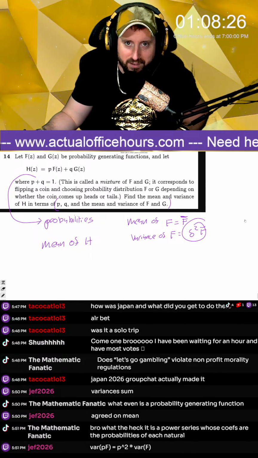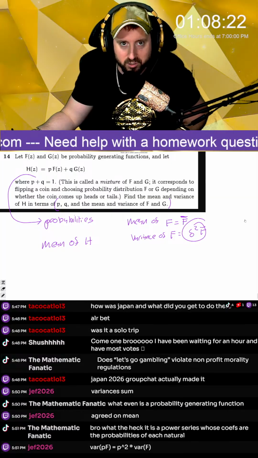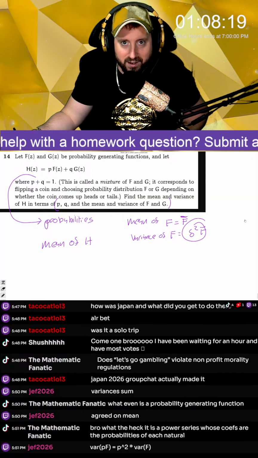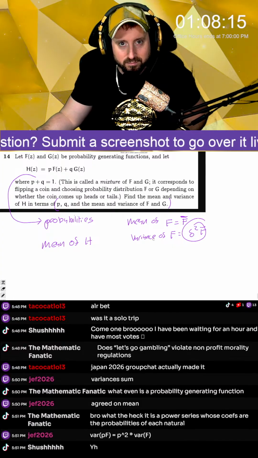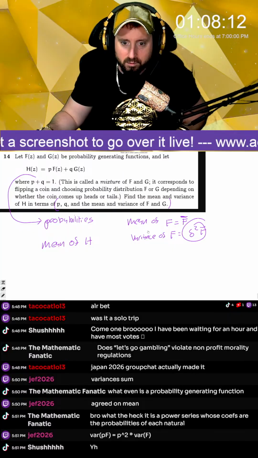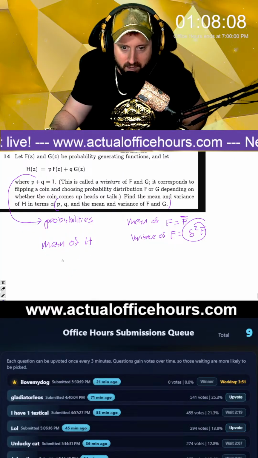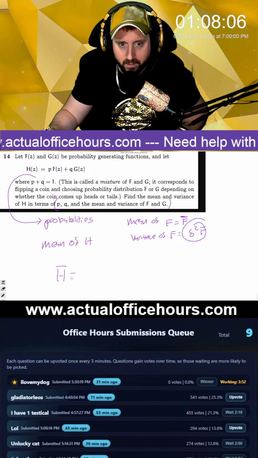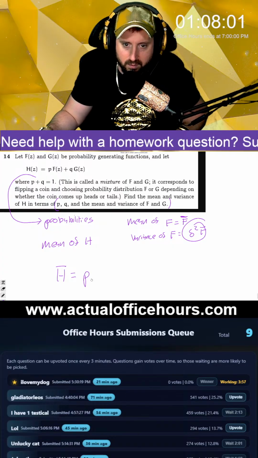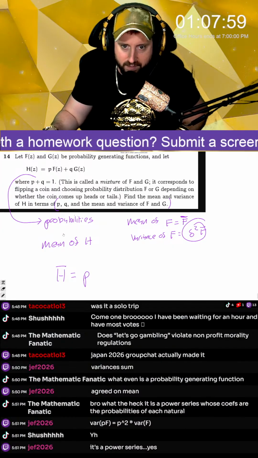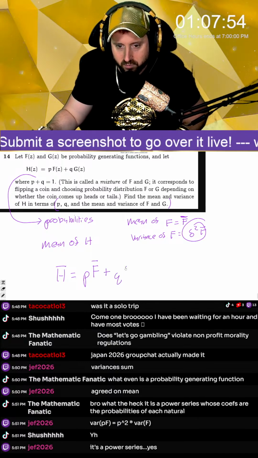What even is a probability generating function? I think it's a function that develops a distribution or something. A power series whose coefficients are the probabilities of each natural number. Yeah. Okay. So the mean of h is the expectation value of h? So let's call this h bar. That's going to be the probability p of f happening. So it's p times f bar plus q times g bar.